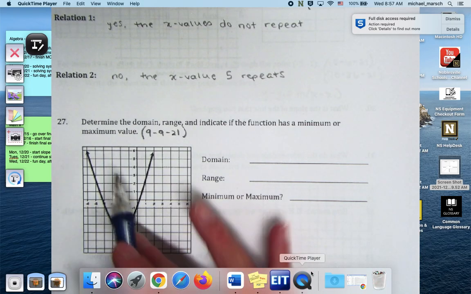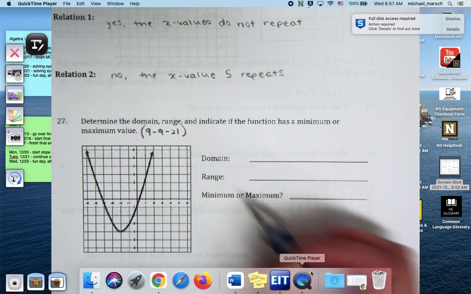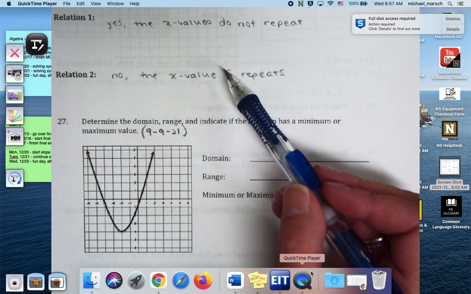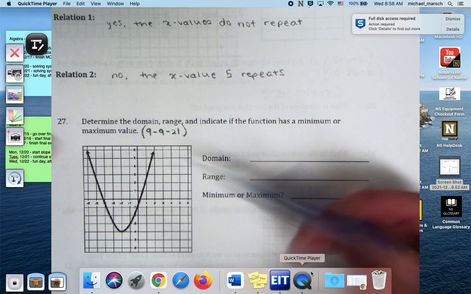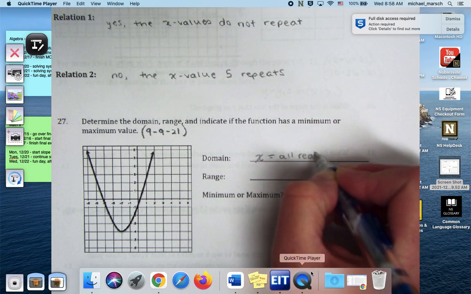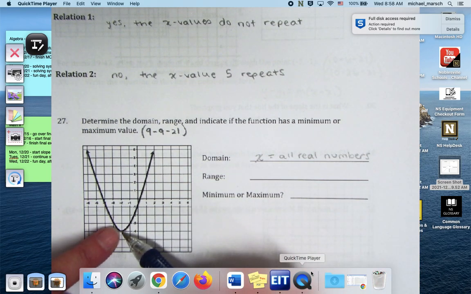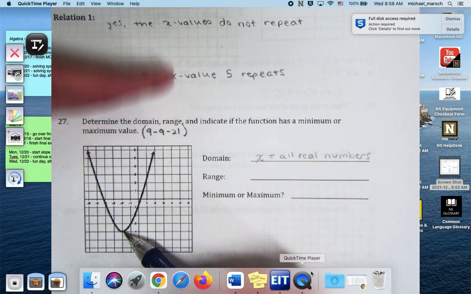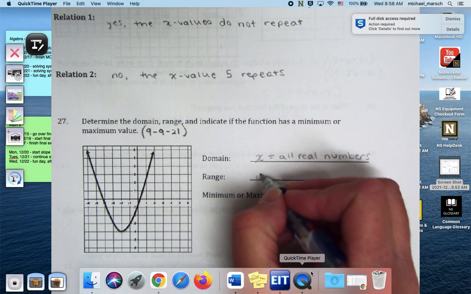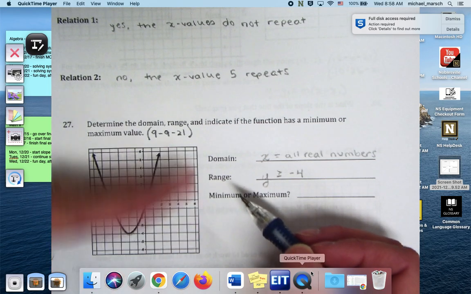Okay, domain and range of this kind of situation. So remember, domain is our x values. So if this parabola continued forever, every x value would be possible. Every one, because this goes on and on forever. So x equals all real numbers. But y is only going to be everything above negative 4 because of the way this is dipping down here. So y is greater than or equal to negative 4. Every y value is above that line.